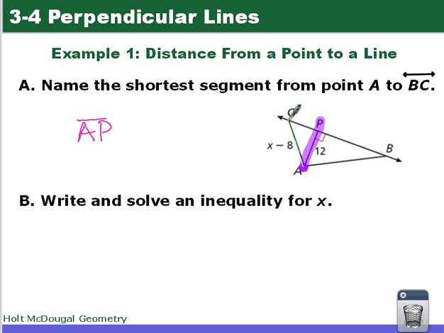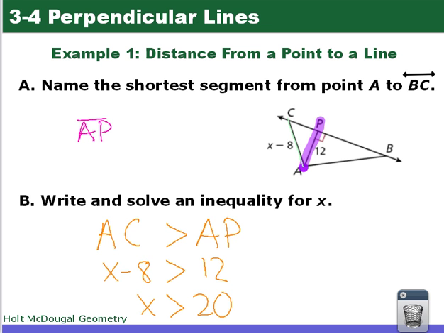So our inequality, I'll write the inequality out. So we know that again, AC, this segment over here, segment AC has to be greater than AP. Substituting the values, AC is x minus 8, and AP is 12. Solving for x, we get x equals 20, and that is our x is greater than 20. x is greater than 20, since it's an inequality.